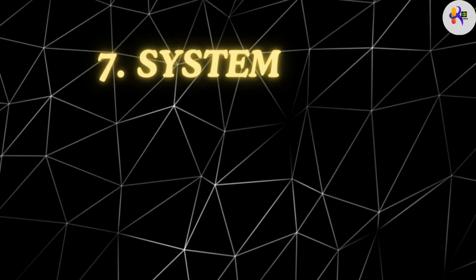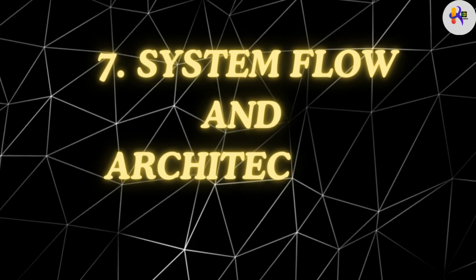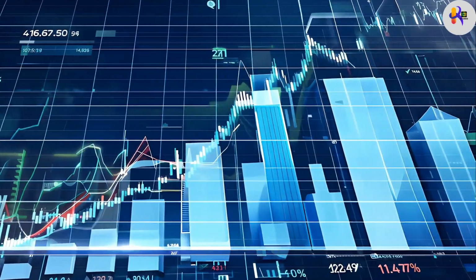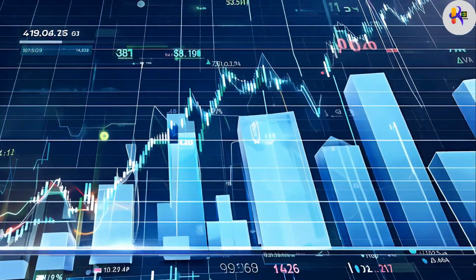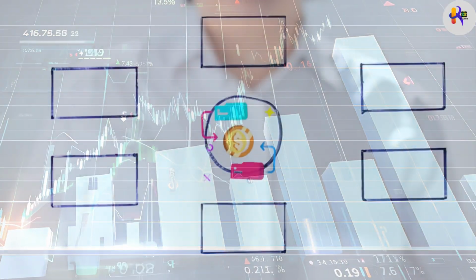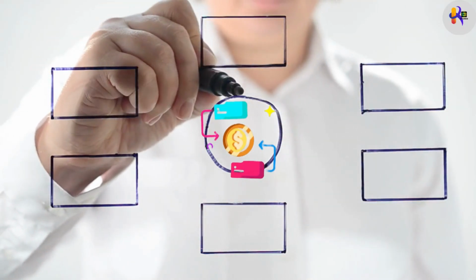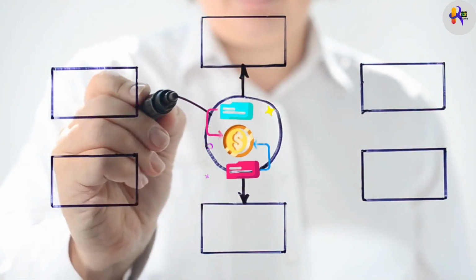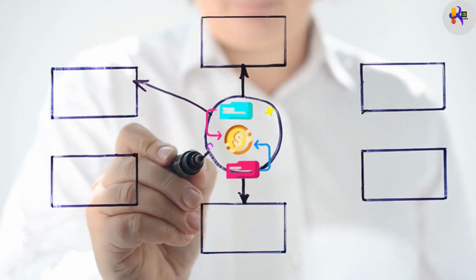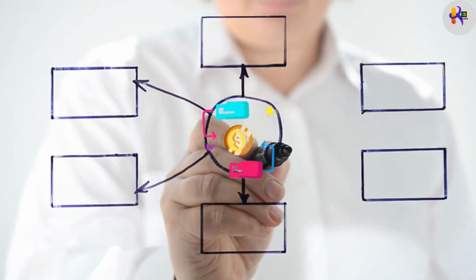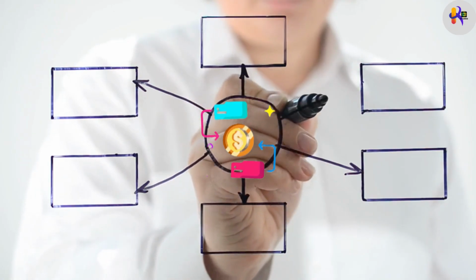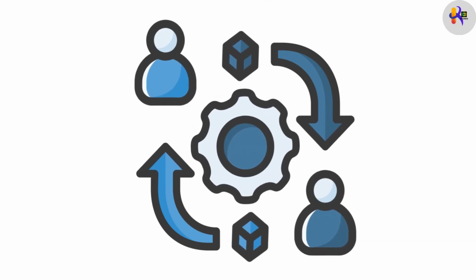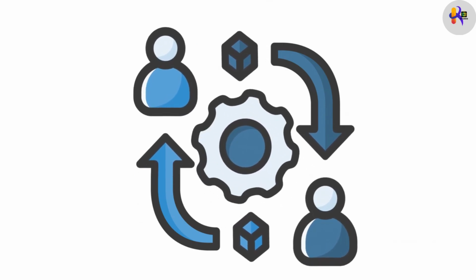Point number 7. System flow and architecture diagram. Next, add a system flow diagram or architecture diagram. This visually represents how your project works from start to finish. Show the input, the processing stages, and the output using simple blocks and arrows. Don't overcrowd the diagram. Use colors or labels to make it easy to follow. Even someone who is not technical should be able to glance at your diagram and say, "Oh, I get how this system works." That is the power of a good flowchart.